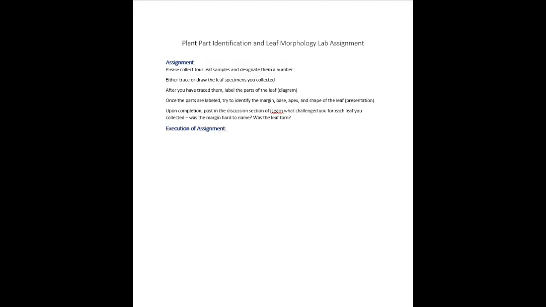So what we're moving into is the lab assignment. This is dealing more with leaf morphology and the identification of leaf parts. And so this is what I handed out during my lab, and it's also available on iLearn in your lab section. So what we're going to do is that we're going to have 4 specimens, we're going to trace them, we're going to label the different parts, and we're going to discuss in the discussion post for your assignment what was the difficult part about this assignment.